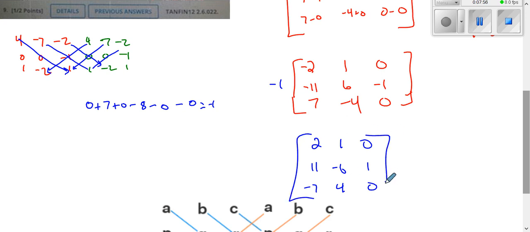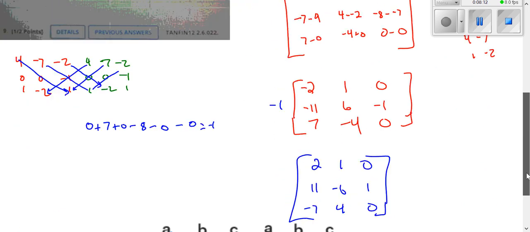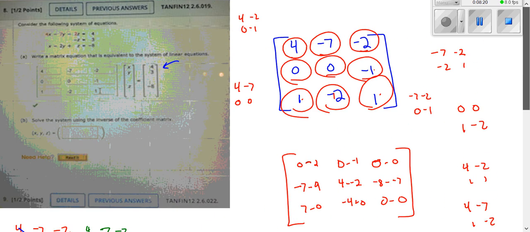Now, the idea is, now that you have this, if I go back up to the top, this equation here, 4, negative 7, negative 2, 0, 0, if I multiply this by this thing that I created, it's supposed to give you the answer. Okay? That's the goal. So let me get this here.